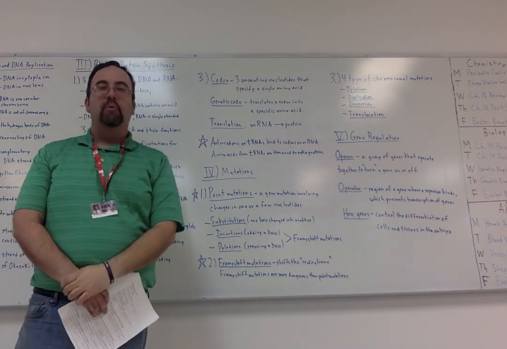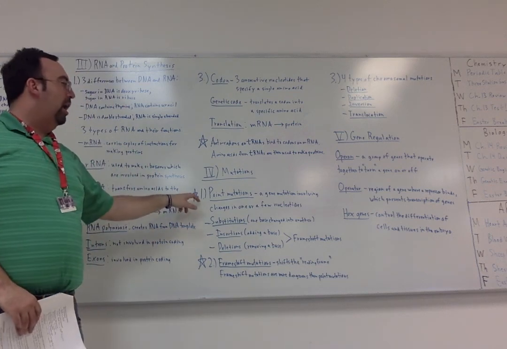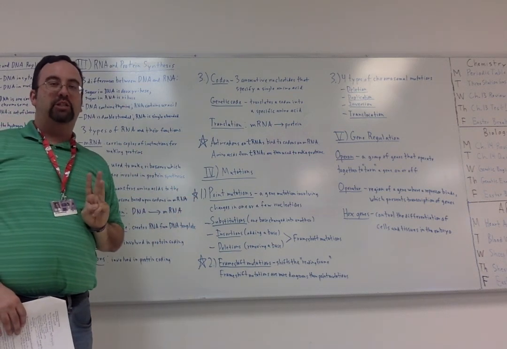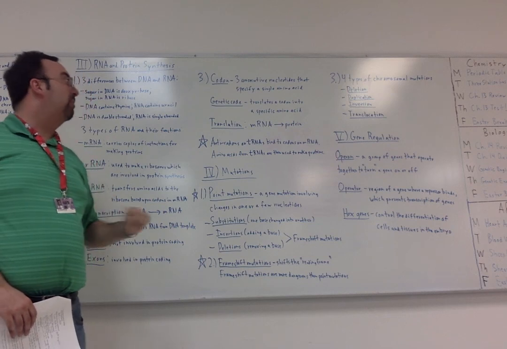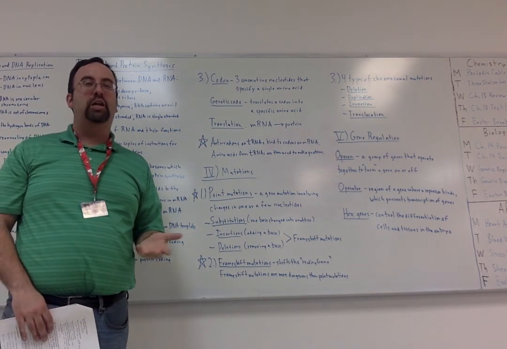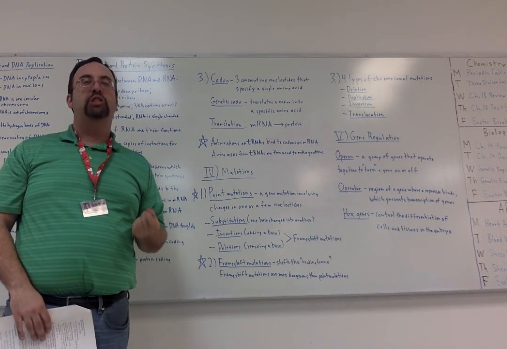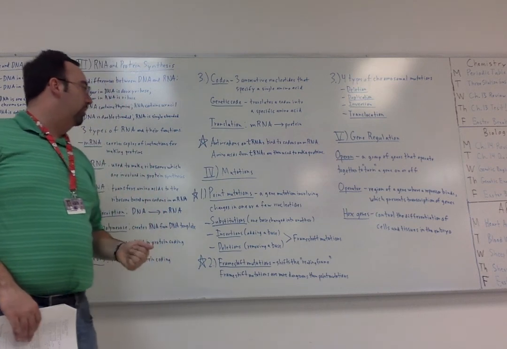All right. We're going to now turn our attention to mutations. We have different types of mutations. In fact, we have 3. We have, first of all, point mutations. And so a point mutation, as you'll remember, is a gene mutation involving changes in one or more nucleotides.